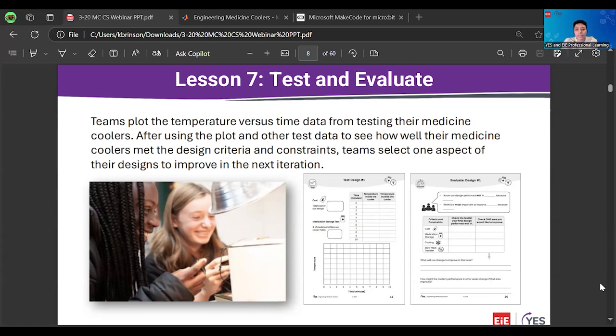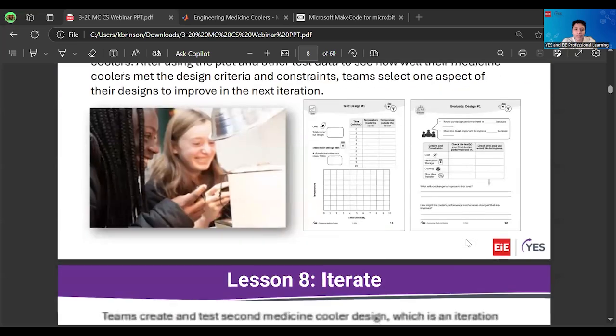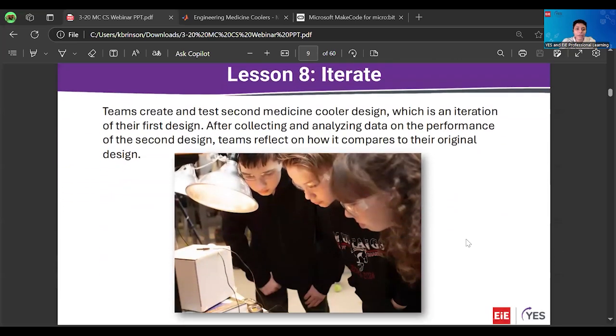So, for example, you can see maybe on the evaluation here, say they spent the full $9. Maybe they want to lower their costs specifically because their medicine cooler was very expensive. Or maybe they chose the smaller box instead of the larger one, so now they're not fitting as much medication as they could have. So they have to pinpoint the exact thing they want to improve upon and really explain that in order to move into the next phase, which is, of course, iterate.